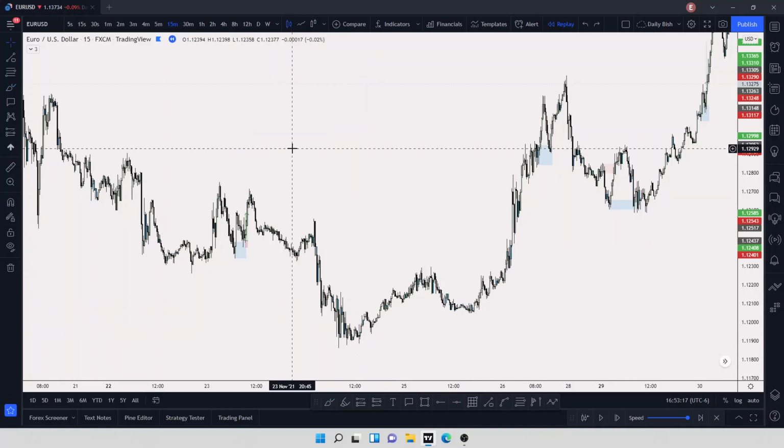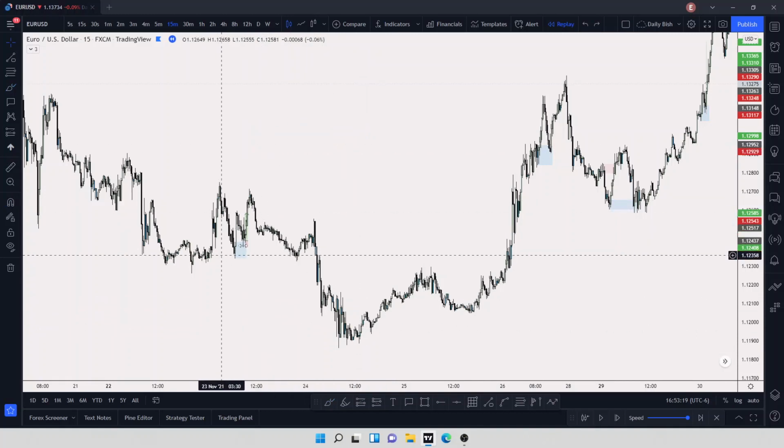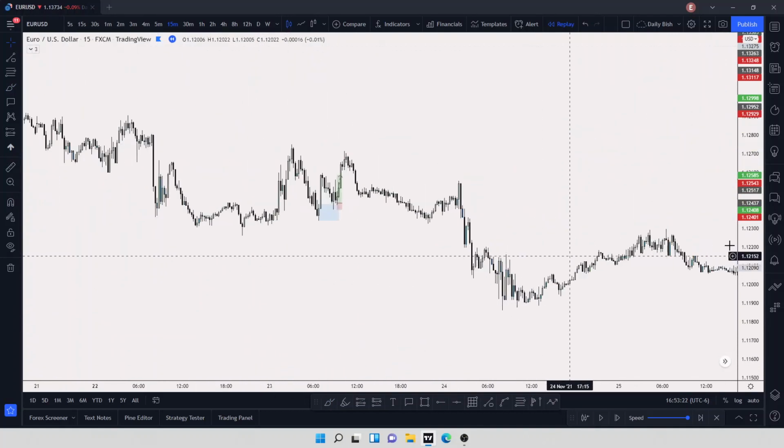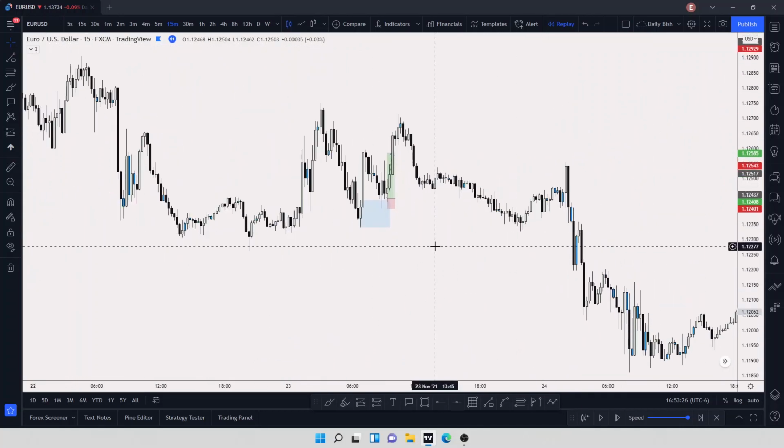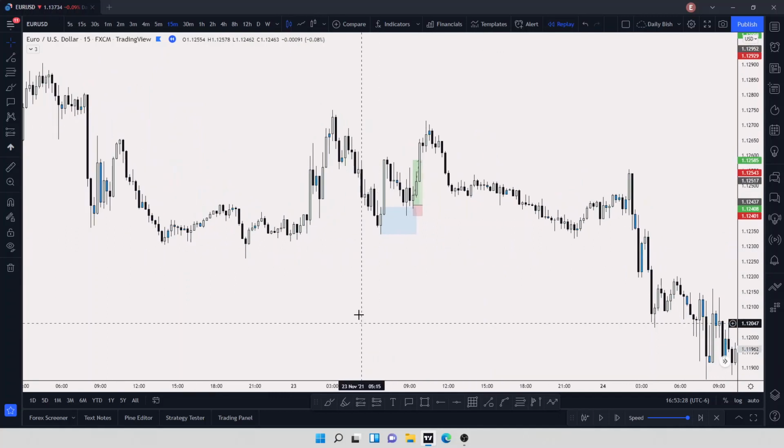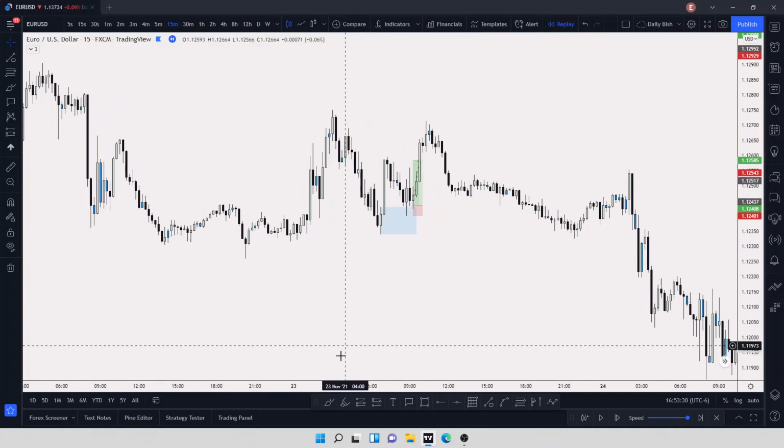So the first thing we're going to do is identify a demand zone on the 15-minute. I'm just going to keep it simple. I use other time frames, which I talk about in my other videos. You can check on my channel. Cool.